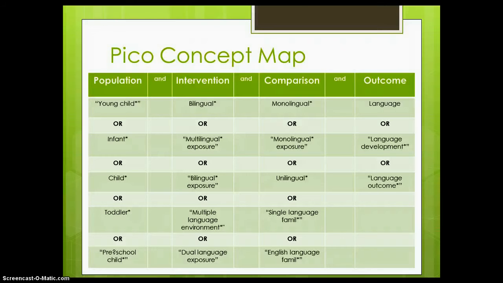For population, my search terms included young child, infant, child, toddler, or preschool child. For intervention, bilingual, multilingual exposure, bilingual exposure, multiple language environment, or dual language exposure. For comparison, monolingual, monolingual exposure, unilingual, single language family, or English language family. And for outcome, language, language development, or language outcome.